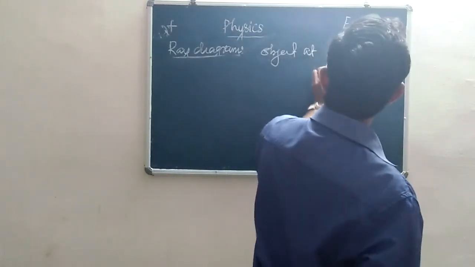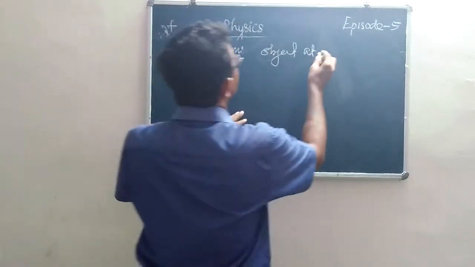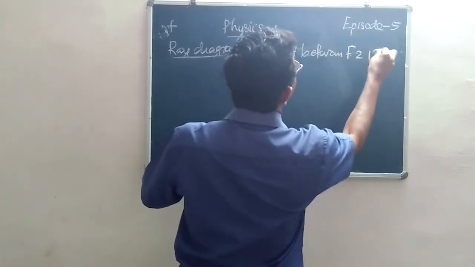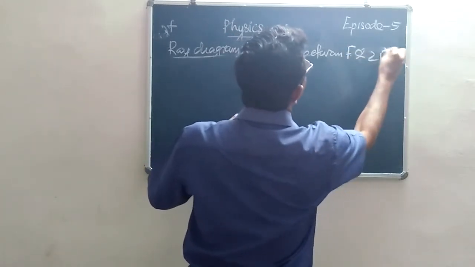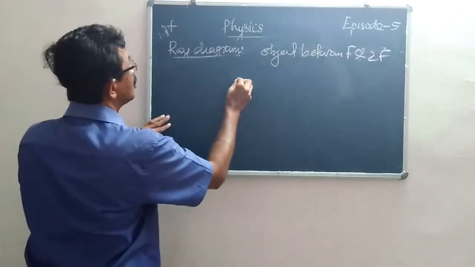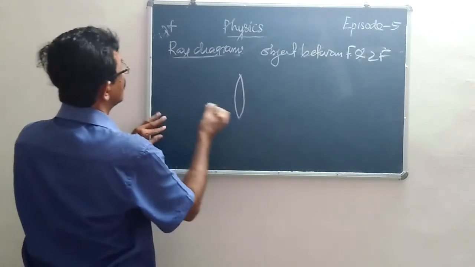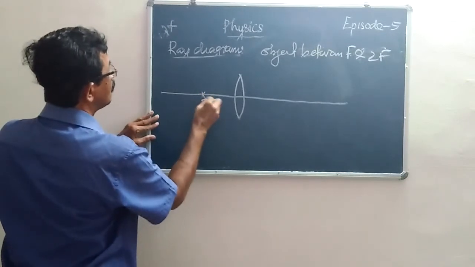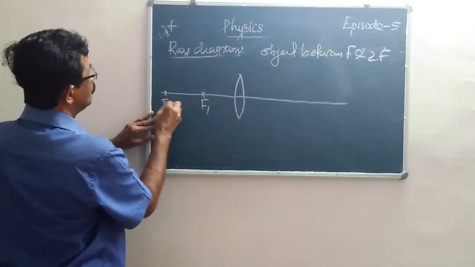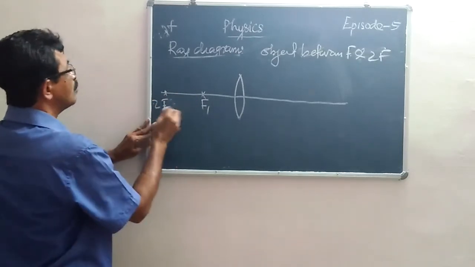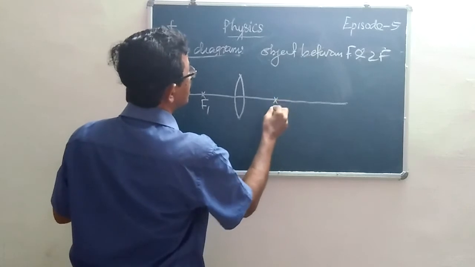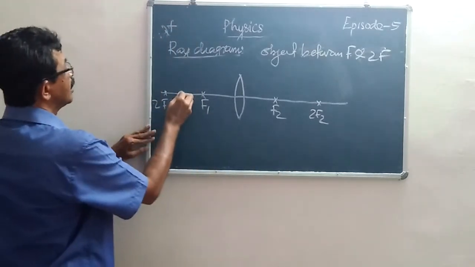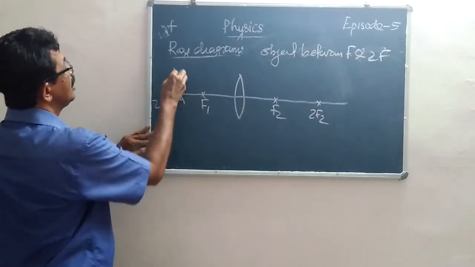Now we place the object between F and 2F. See, here is a convex lens. This is F1 and this one is F2. So 2F1, here F2, here 2F2. Now, here is the object AB.